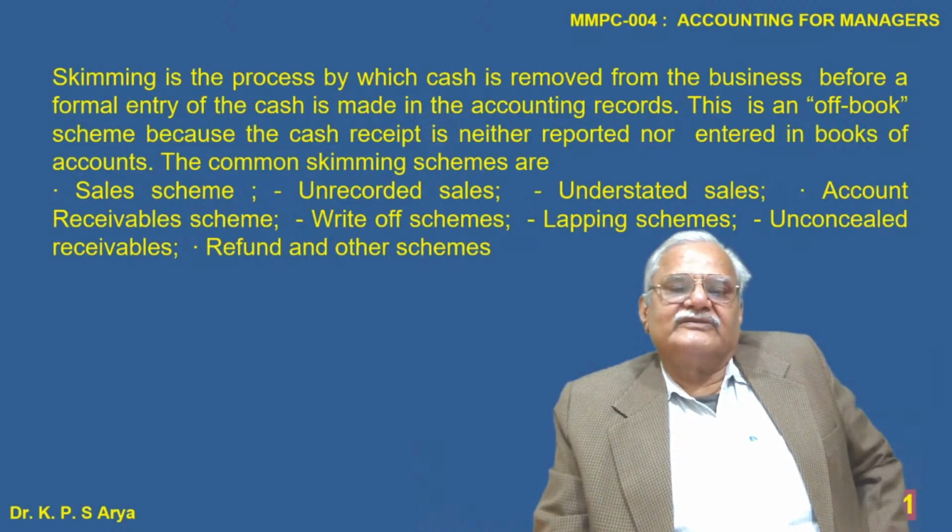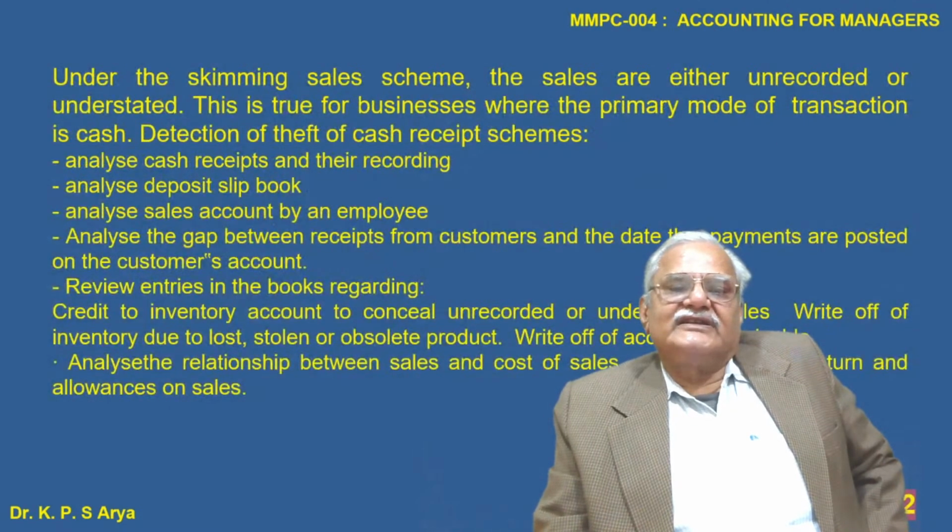The commonest skimming schemes are sales schemes, unrecorded sales, understated sales, accounts receivable schemes, write-off schemes, lapping schemes, unconcealed receivables, and refund and other schemes. Under the skimming sales scheme, the sales are either unrecorded or understated. This is true for businesses where the primary mode of transaction is cash.